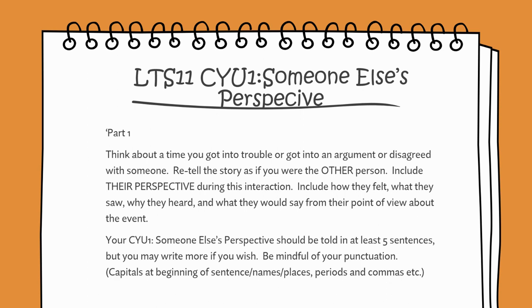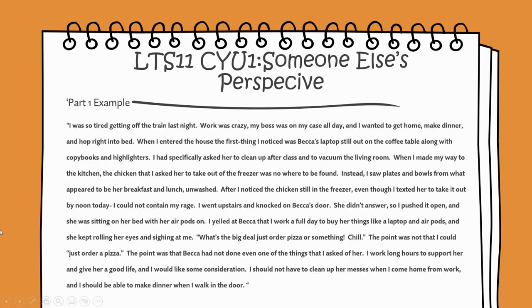So your CYU1, someone else's perspective, should be told in at least five sentences. You can write more. It probably would take you more if you were going to put all those details in. Be mindful of your punctuation, capitals at beginning of sentences, and names and places. And don't forget periods and commas. So I have an example for you.